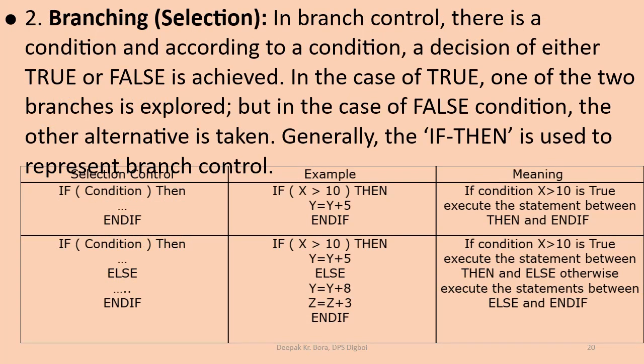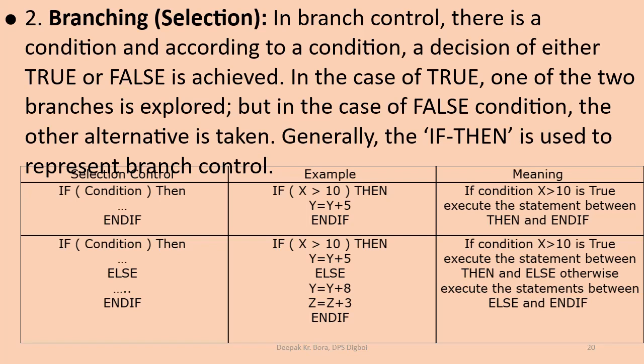Second, branching or selection. We can also call it conditional statements. In branch control, there is a condition, and according to the condition, a decision of either true or false is achieved. In the case of true, one of the two branches is explored. But in the case of a false condition, the other alternative is taken. Generally, if then is used to represent branch control.